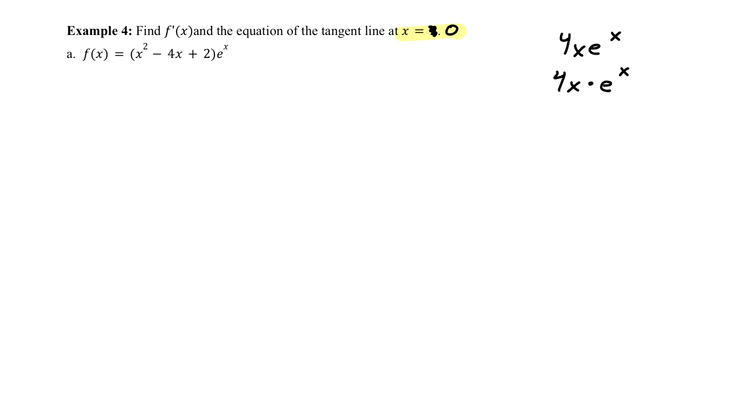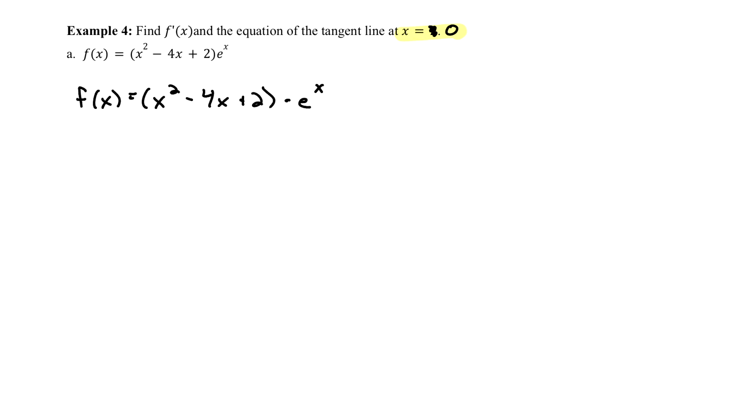So if I was going to do that for this problem, it would look like f of x equals x squared minus 4x plus 2 times e to the x power. And I think when you write out that multiplication symbol, it becomes a little bit easier to recognize, oh, this is going to be a product rule problem. Because when I set up my product rule, I'm going to say, okay, here is my f of x, and here is my g of x. So we have our f of x and we have our g of x.